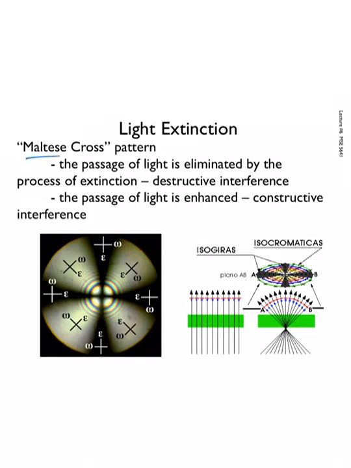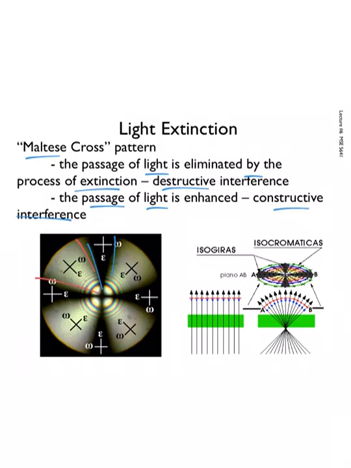This Maltese cross pattern is where the passage of light is eliminated by the process of extinction, where we get destructive interference, and that's where the dark comes from. Where the passage of light is enhanced, we get constructive interference, and that's where we have the light areas. Again, it doesn't say anything about the polymer. There's no such thing as light polymer, dark polymer. This is an optical effect.